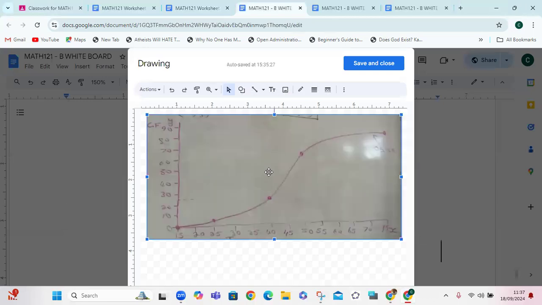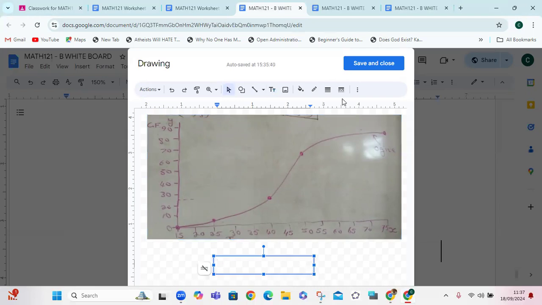Now, 45 minutes now is on the x-axis. On the x-axis, that's where you've got time. Time is in minutes, it's represented on the x-axis. So to locate 45 minutes, you gotta go on the x-axis. On the y-axis, you've got the cumulative frequency.